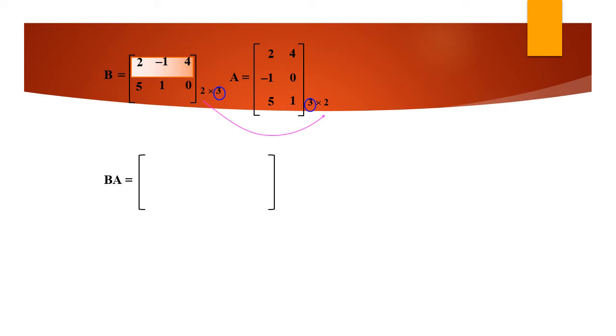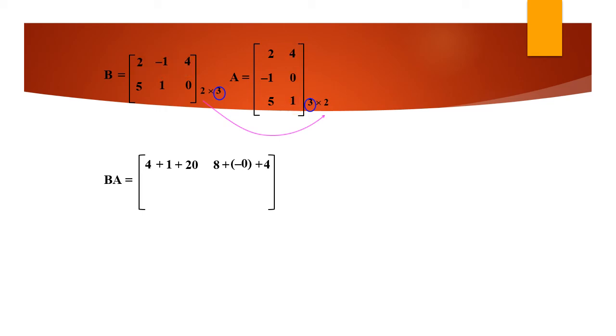So B into A is equal to, multiply the elements of the first row with the elements of the first column of matrix A. So 2 into 2 we get 4, minus 1 into minus 1 is plus 1, and 4 into 5 it is 20. Next 2 into 4 is 8, minus 1 into 0 is 0, and 4 into 1 is 4.